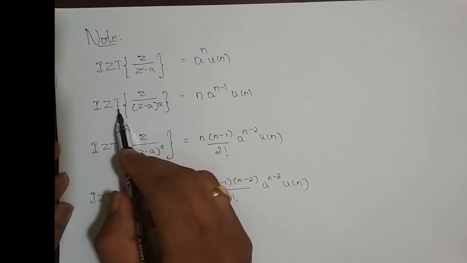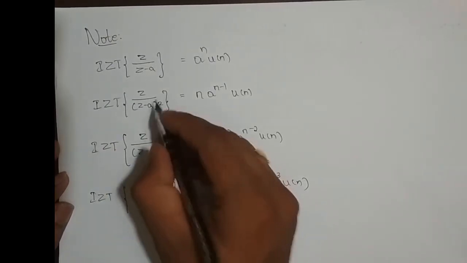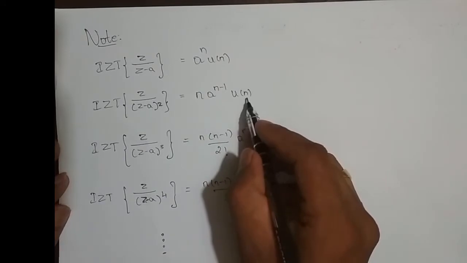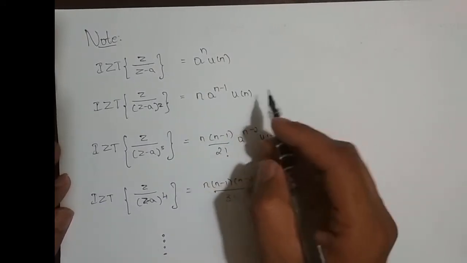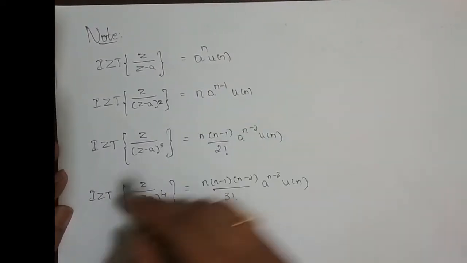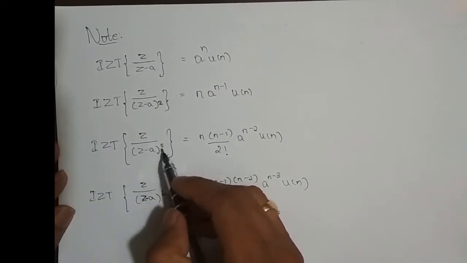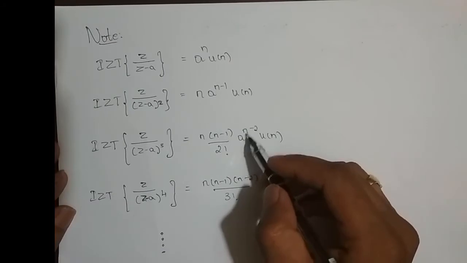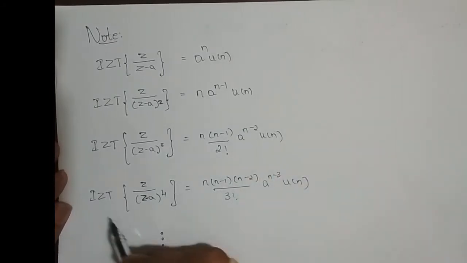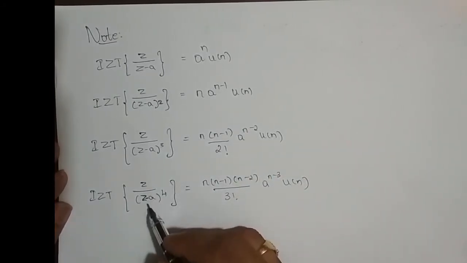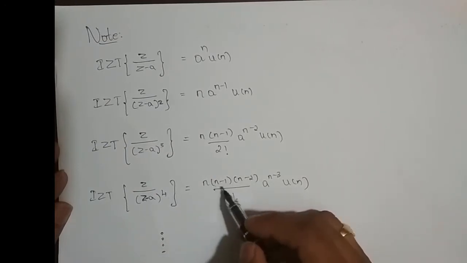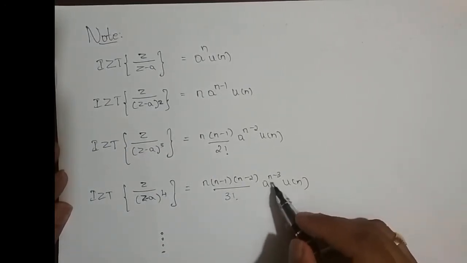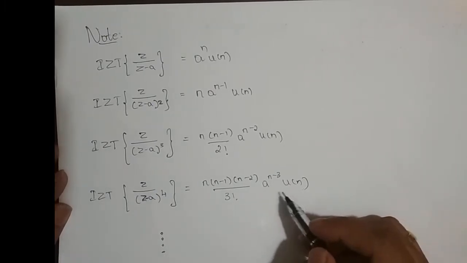Similarly, the inverse Z transform of Z by Z minus A whole square is n into A power n minus 1 u of n. This also we have solved, right? And the inverse Z transform of Z by Z minus A whole cube is n into n minus 1 divided by 2 factorial into A power n minus 2 u of n. And similarly, the inverse Z transform of Z by Z minus A whole power 4 is n into n minus 1 into n minus 2 divided by 3 factorial, A power n minus 3 into u of n. Fine.